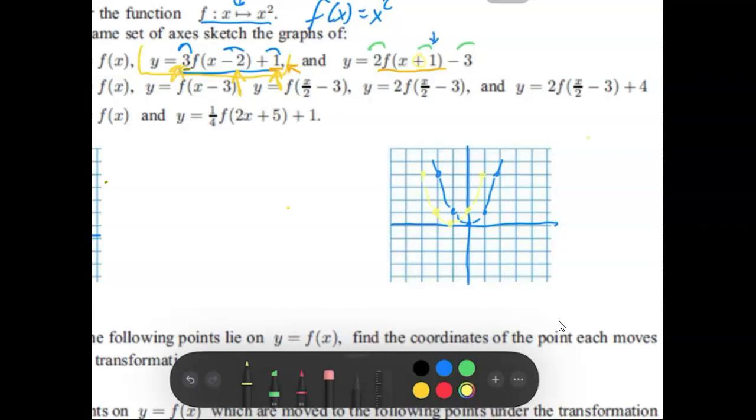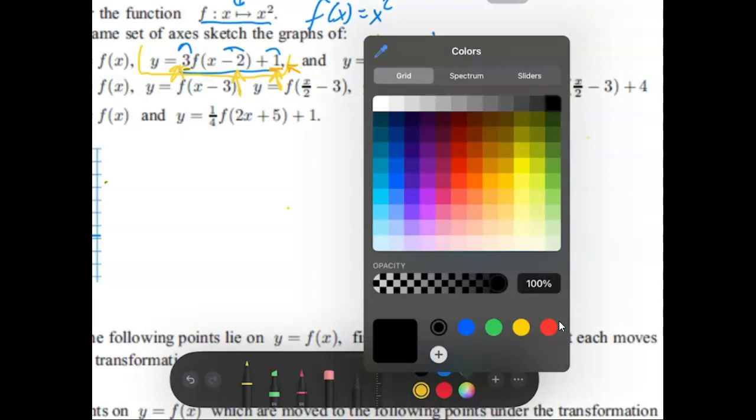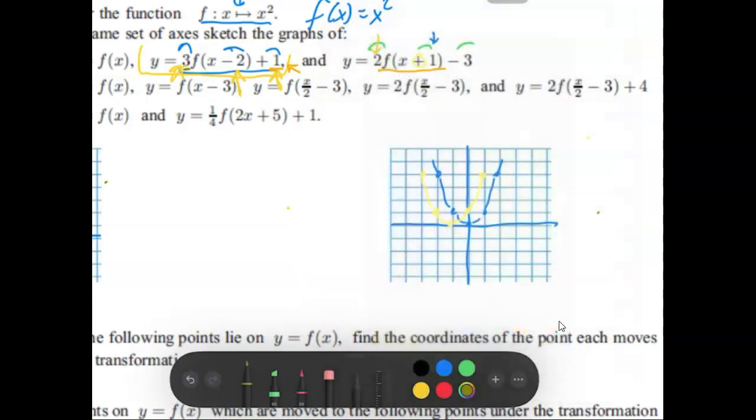Okay, and then we're going to do the next thing in PEMDAS order, which is a vertical stretch by 2. So that means that the vertex stays here, and then the points that were 1 away from the x-axis are going to be 2 away, and then these are going to be much farther away. Okay, so there I did a vertical stretch by 2.